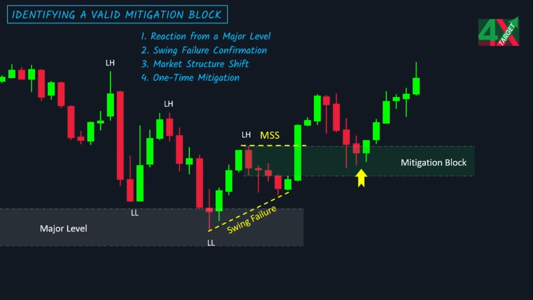A valid mitigation block is not defined by a single candle alone. It is the result of trend failure, structural confirmation, and institutional positioning. When these elements align, you gain a level that offers both logical reasoning and high probability, exactly what smart money trading is about.